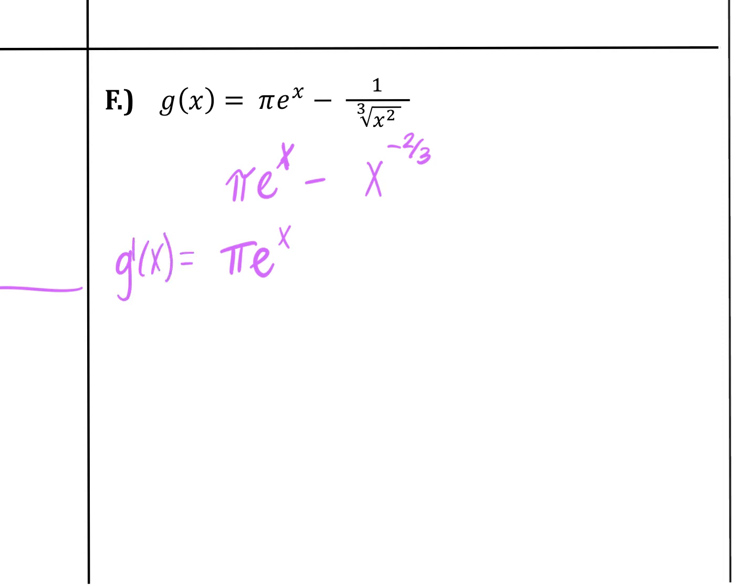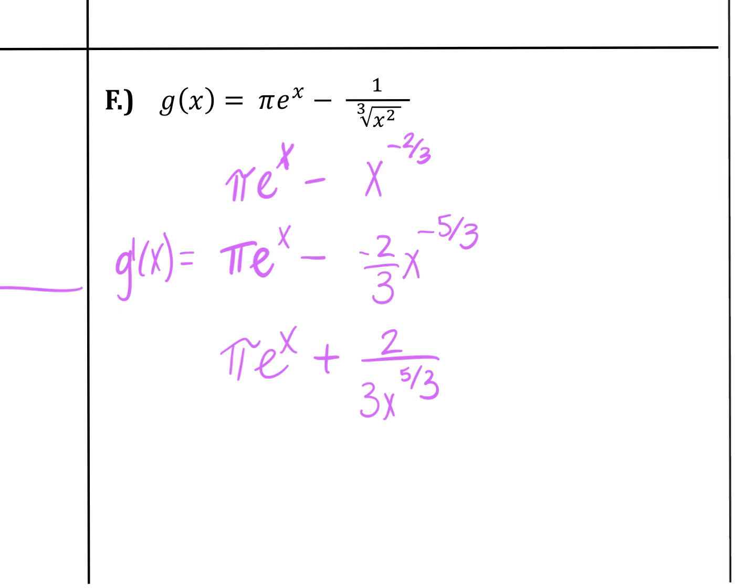I don't get paid enough. All right. And then, so this one, let's see, minus negative 2/3 x to the negative 5/3 over 3x to the 5/3. That's really it. That's just the breakdown. No, we're done. We're done? Yeah. Oh, we had a g prime now, okay.